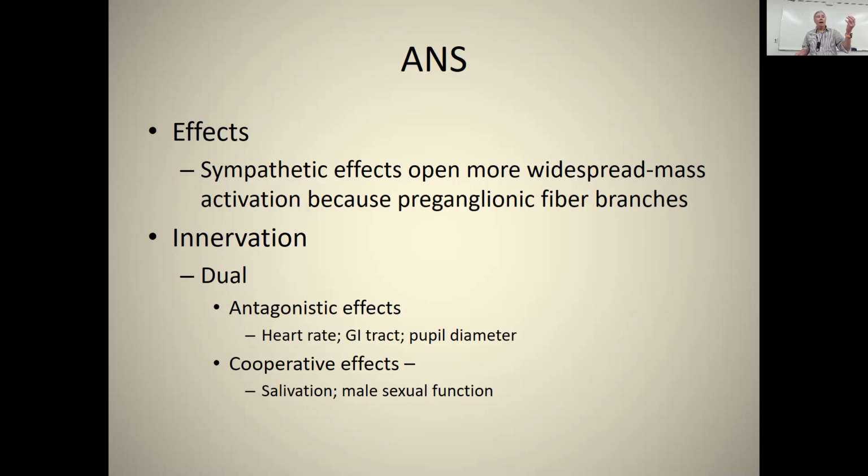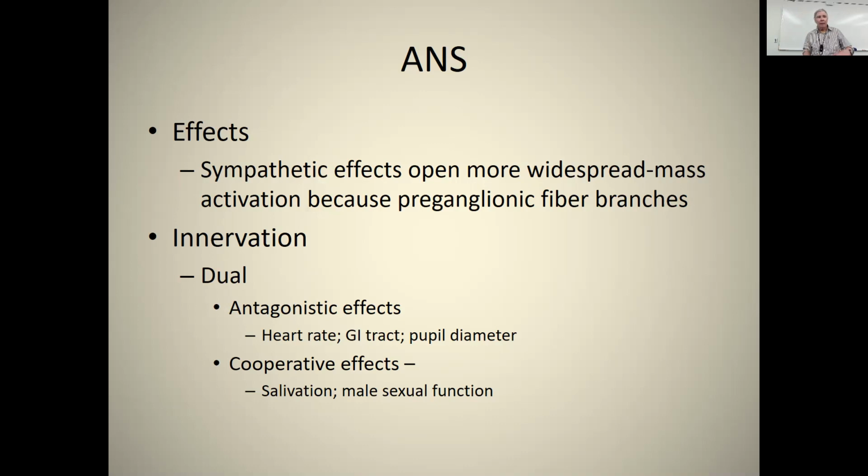GI tract: parasympathetic activates the smooth muscle in your GI tract. Sympathetic tones it down. Pupil diameter: sympathetic relaxes the pupil constrictor, so your eyes dilate, and parasympathetic does the exact reverse, makes the ciliary muscle constrict, and it decreases the size of your pupil.